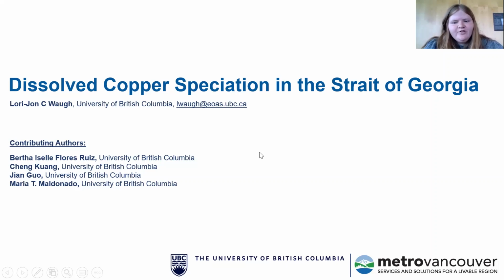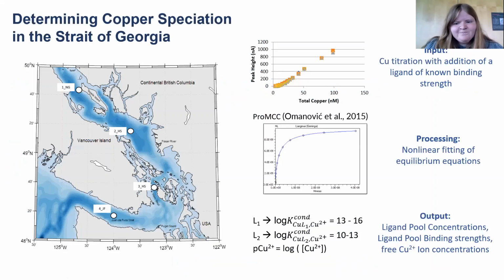My name is Lori Waugh, and I'm a graduate student from the Earth, Ocean, and Atmospheric Sciences Department at UBC, and I'm here to share some of the work that I did to investigate seasonal and spatial trends of dissolved copper concentrations and copper speciation within the Strait of Georgia. This project was in collaboration with Metro Vancouver's Georgia Strait Ambient Monitoring Program.